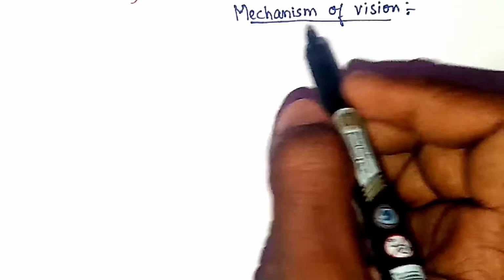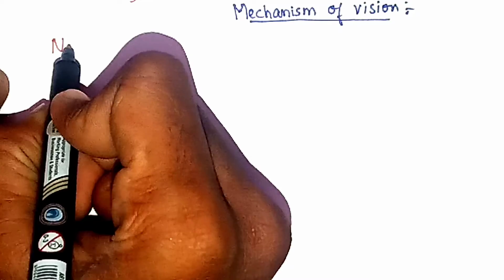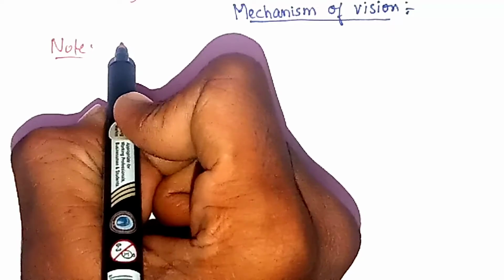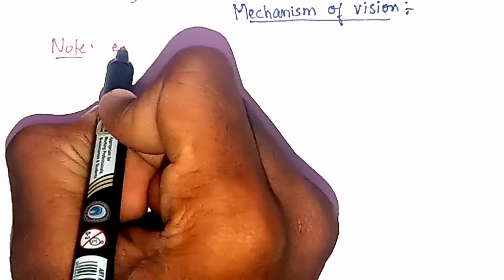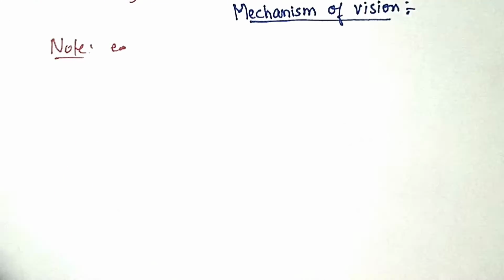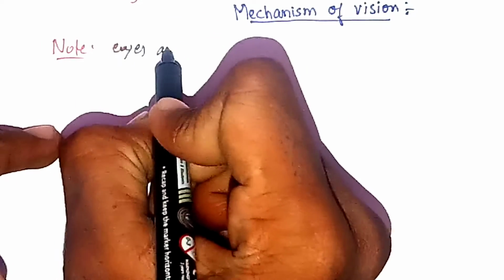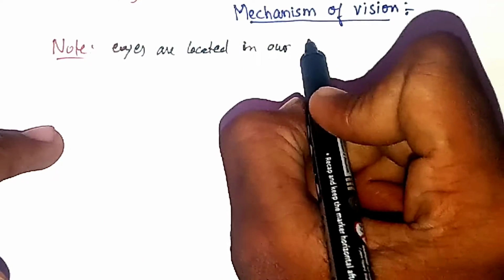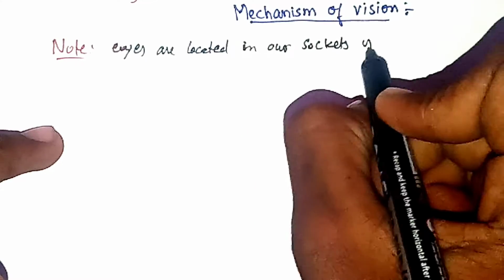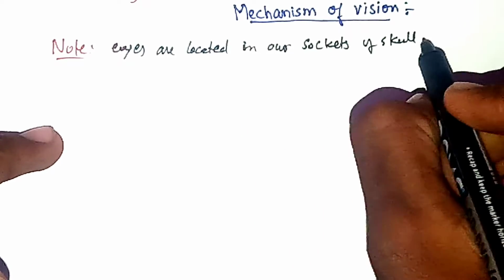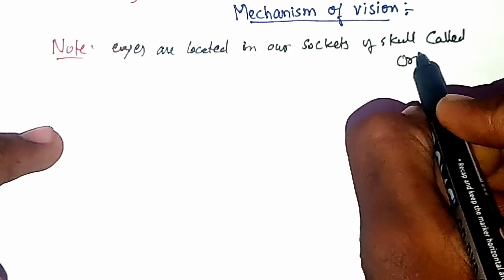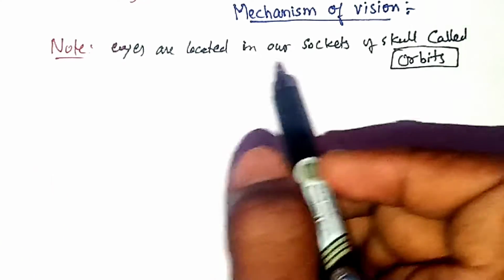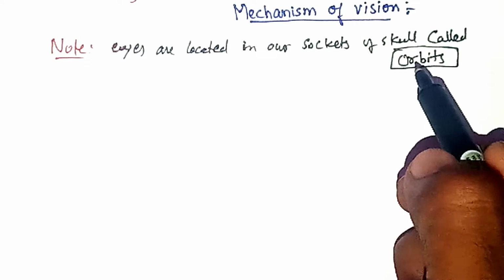So mechanism of vision, one note is there in NCERT. See here, our eyes are located in sockets of our skull called orbits. So in our skull two sockets are present which are called orbits. In that our eyes are located.